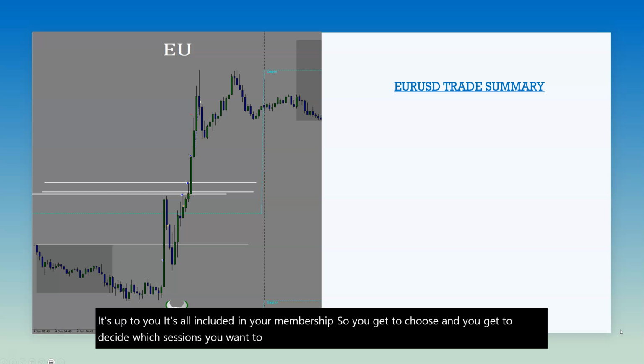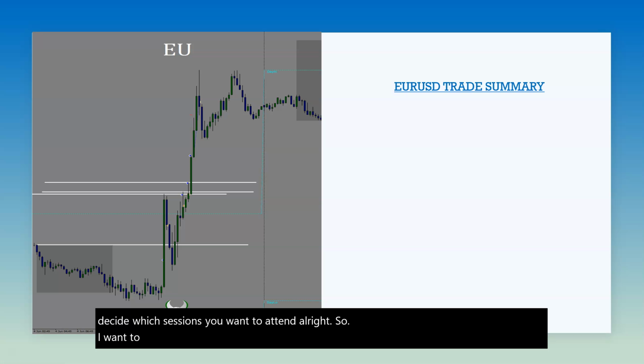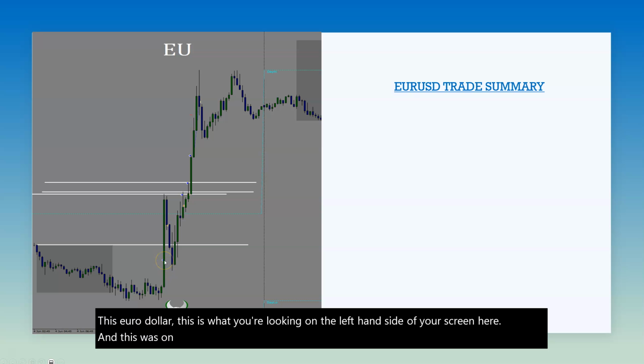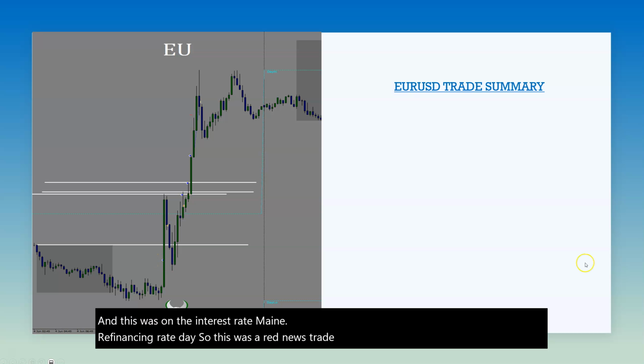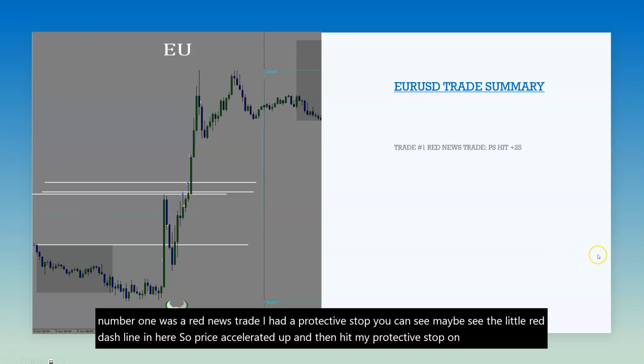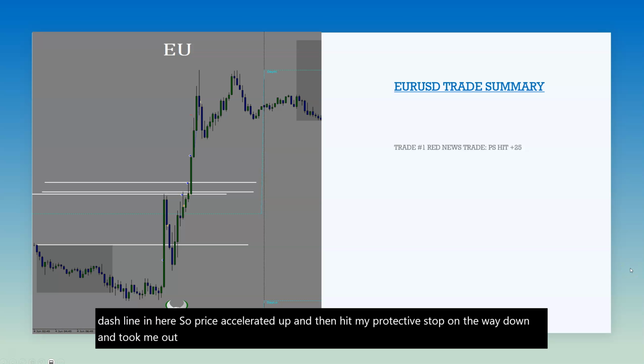All right, so I want to talk about first this euro dollar. This is what you're looking at on the left-hand side of your screen here. And this was on the interest rate main refinancing rate day. So this was a red news trade that I took, the first trade. Trade number one was a red news trade, and I had a protective stop. You can maybe see the little red dash line in here. So price accelerated up and then hit my protective stop on the way down and took me out for plus 25 pips.